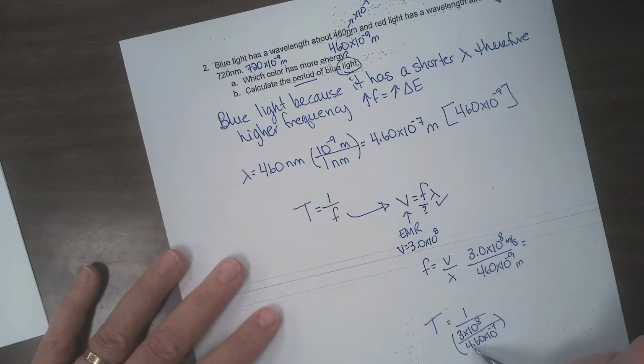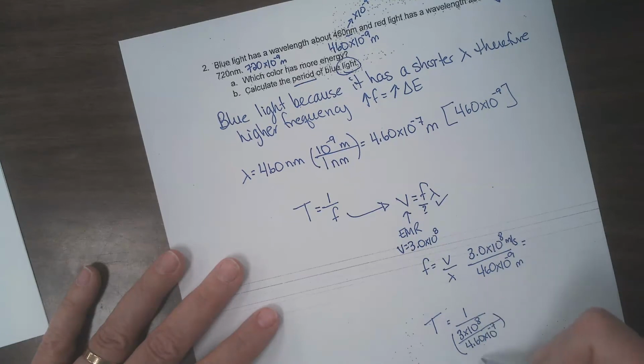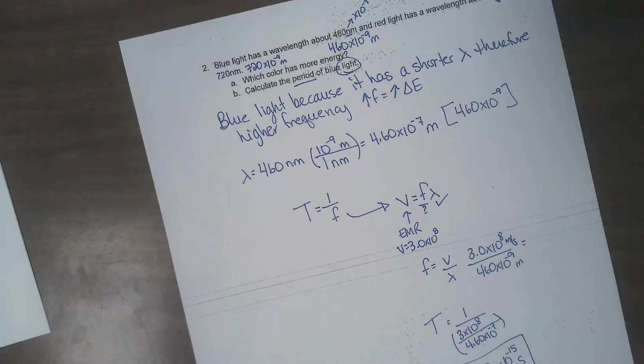All I've done here, I wrote 4.6 times 10 to the negative 7, which is the same as 460 times 10 to the power of negative 9. And I'm going to get 1.53 times 10 to the negative 15 seconds. 1.53 because I'm at 460 nanometers, I'm at 3 sig digs.